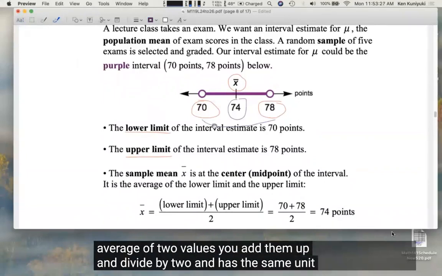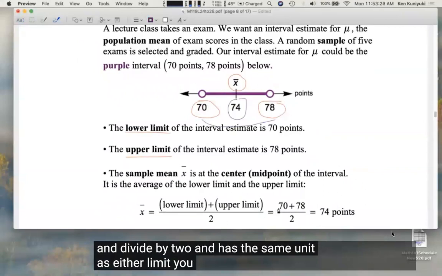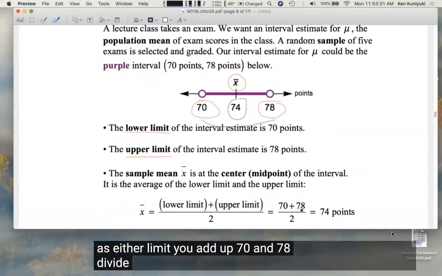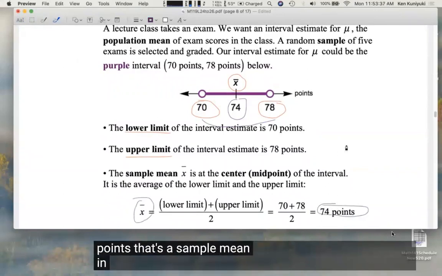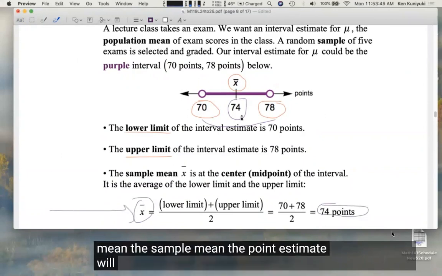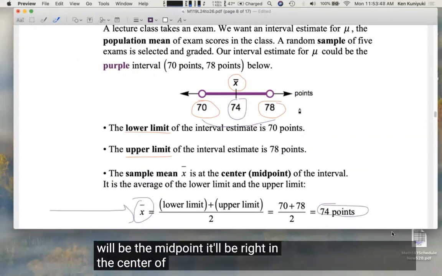And it has the same unit as either limit. You add up 70 and 78, divide the sum by 2, and you get 74 points. That's the sample mean. In this class, whenever we do an interval estimate for mu, a population mean, the sample mean, the point estimate, will be the midpoint.